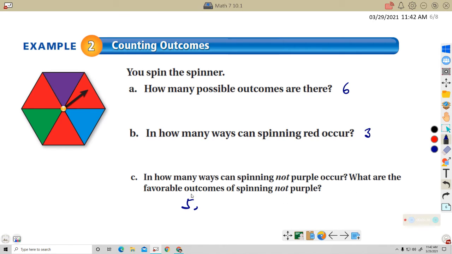And then what are the favorable outcomes of spinning not purple? Well, red, blue, red, green, and red. So if we spin any of those, then we've hit our favorable, because in this case, the favorable is not purple. It's anything other than purple.